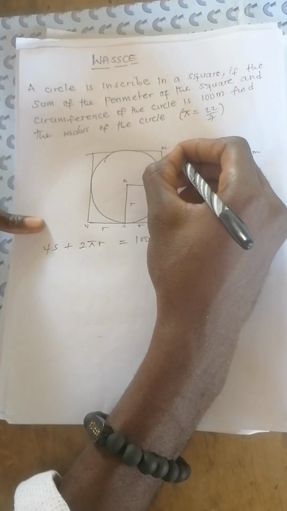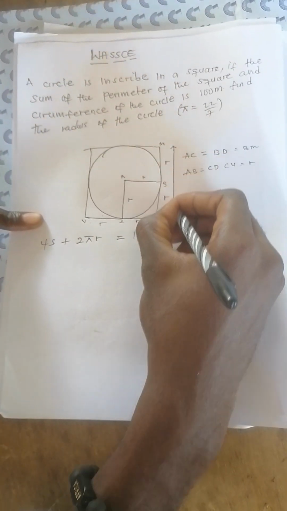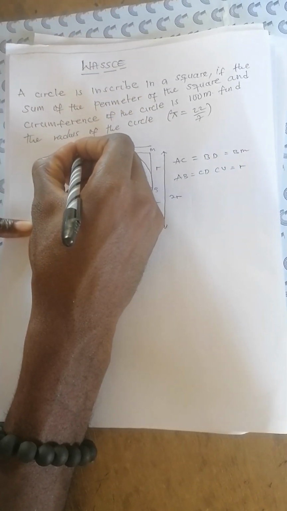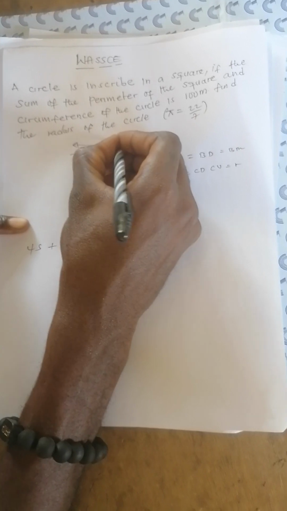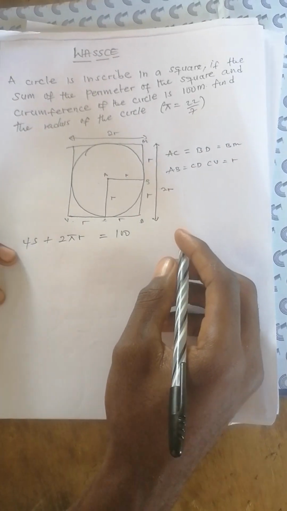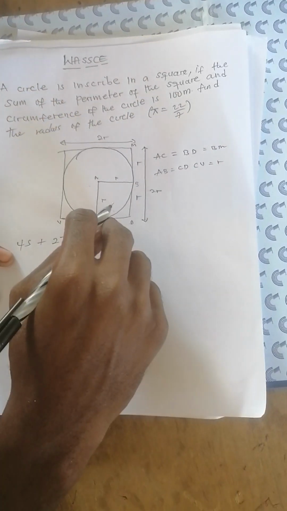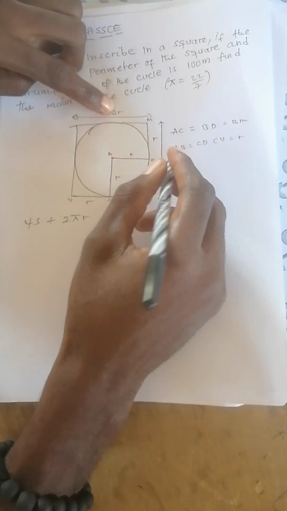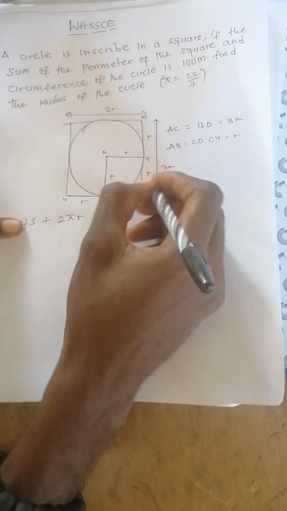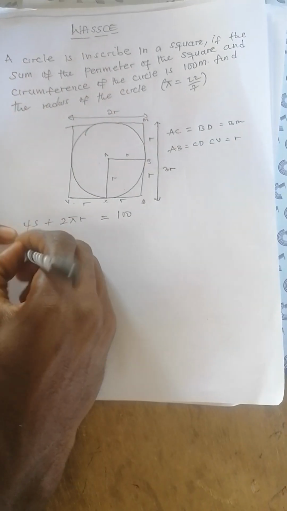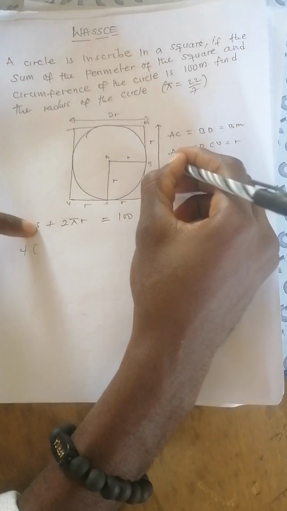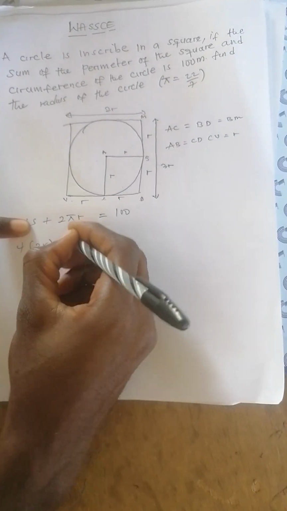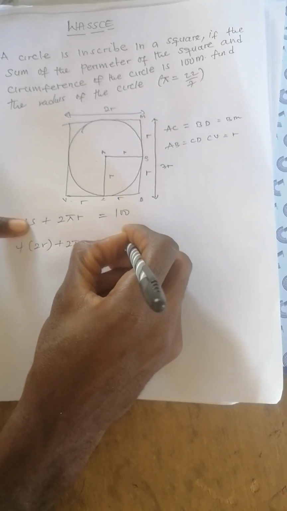So from here to here, if I take this line down to this portion, will be 2r. And from here to here will also be 2r, because all the sides of the square are equal. So this will be 2r, this will be 2r, this will be 2r, this will be 2r. But remember, only one side is 2r, so this is the same as 4 times 2r plus 2 pi r, which is equal to 100 centimeters.